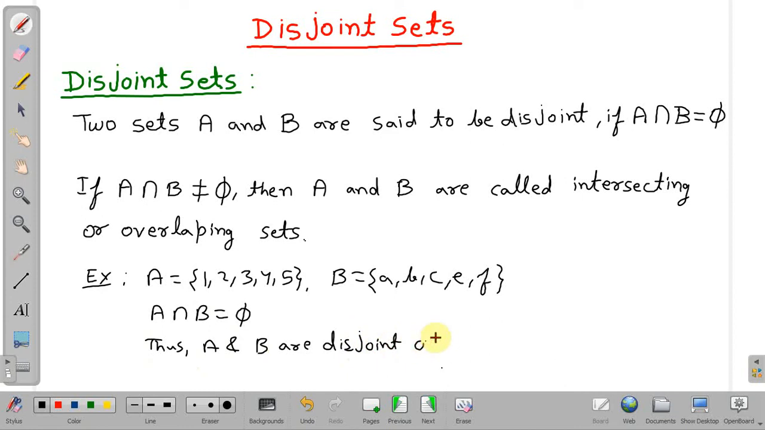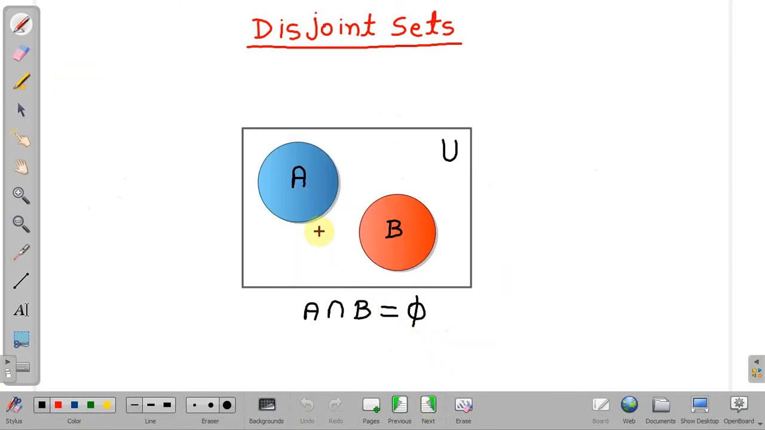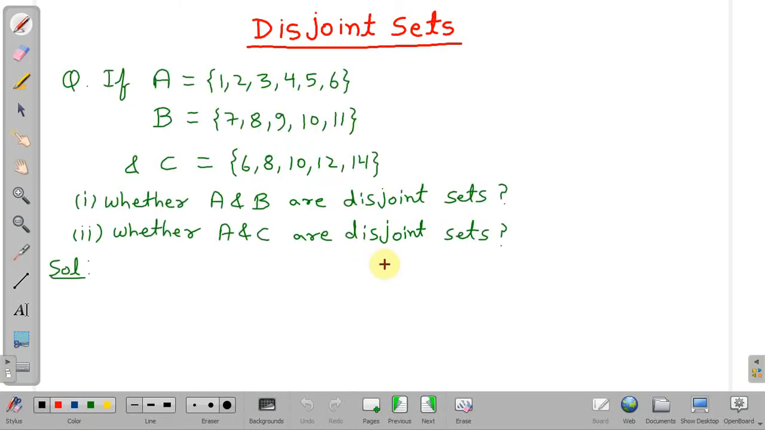Disjoint sets. So if we represent this by a Venn diagram, how can we show this? This is a Venn diagram where the rectangle is our universal set and these two circles are set A and set B. We can clearly see there is no overlapping portion between A and B. So A intersection B will be the empty set. That is, A and B have no common elements, and so A and B here are disjoint sets. Based on our discussion, we will solve some problems.